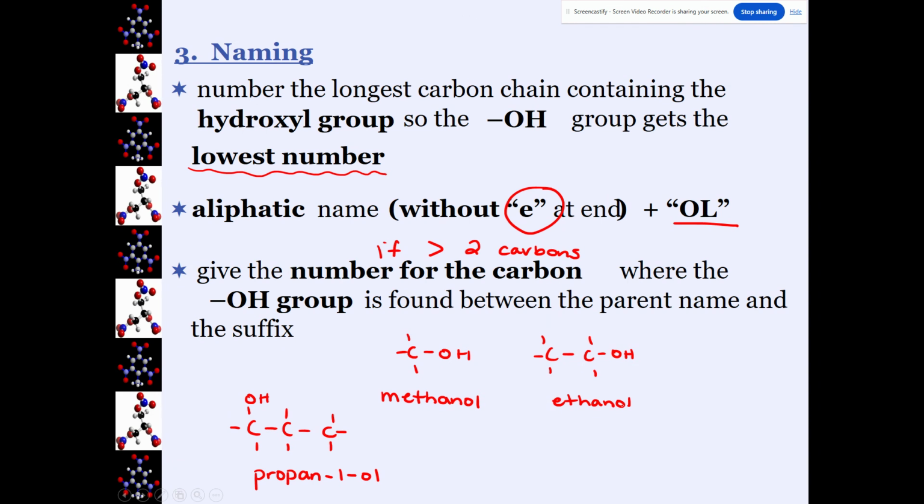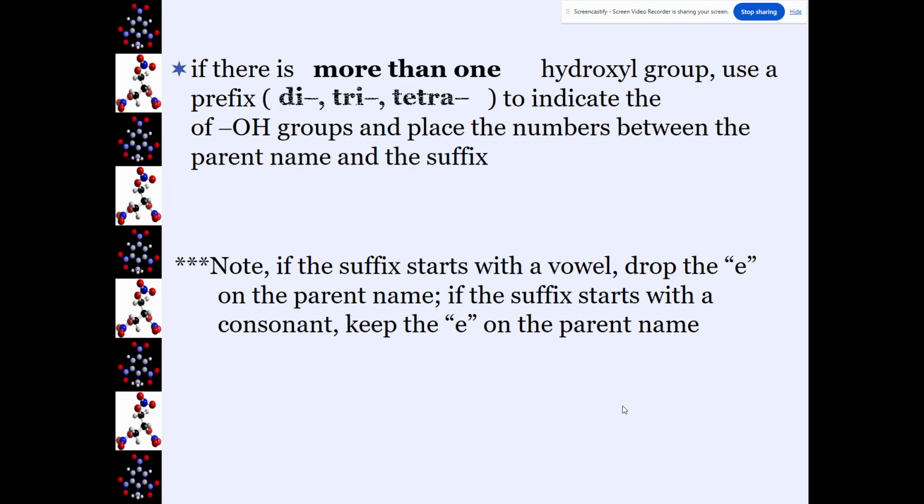Now, these compounds are the first ones that we're going to get into that can have more than one hydroxyl functional group. Okay? When you have more than one hydroxyl functional group, you're going to call it a diol or a triol or a tetraol.